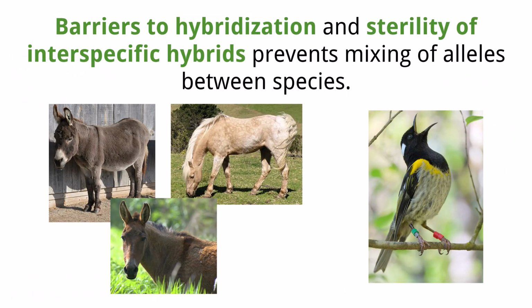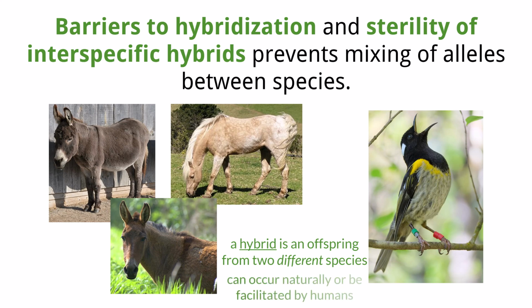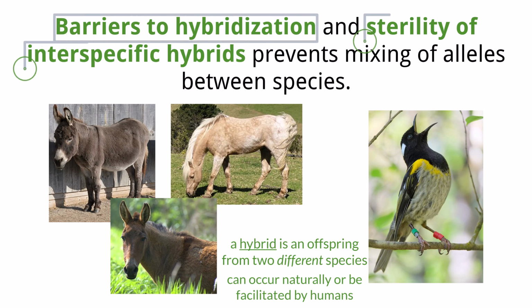A hybrid is an offspring resulting from the mating of two different species. A hybrid typically combines characteristics of both parent species. The creation of hybrids can occur naturally or be facilitated by human intervention. While hybrids do exist, there are barriers to hybridization and sterility of interspecific hybrids, which prevents mixing of alleles between species. This mixing of alleles is referred to as gene flow.